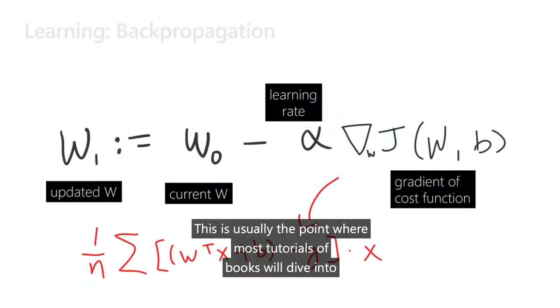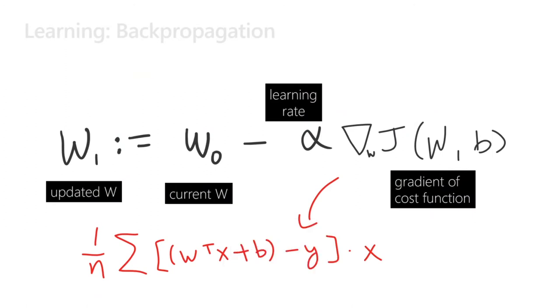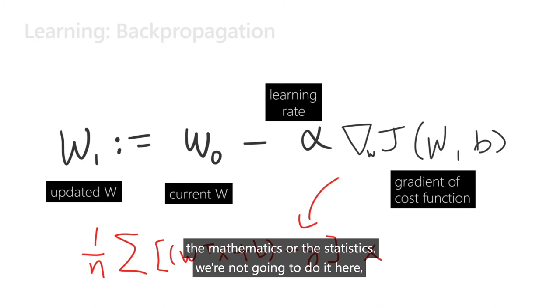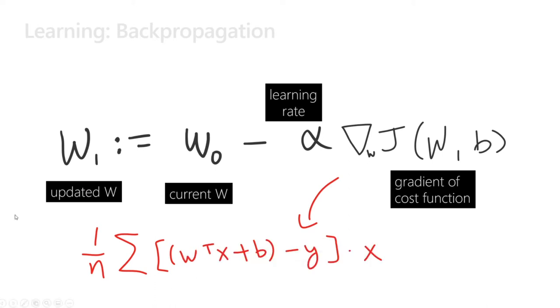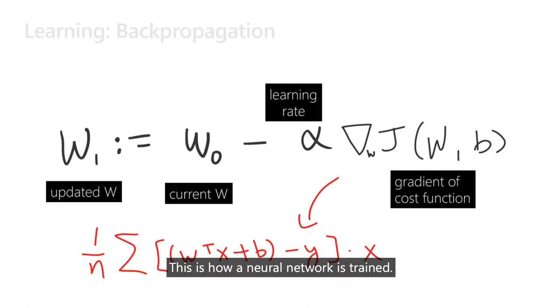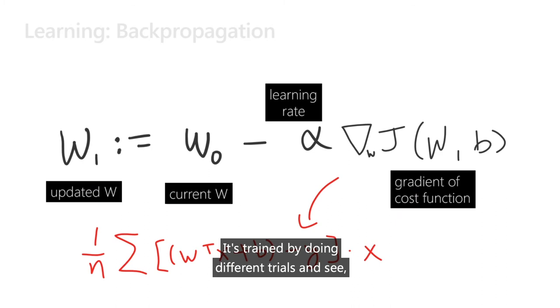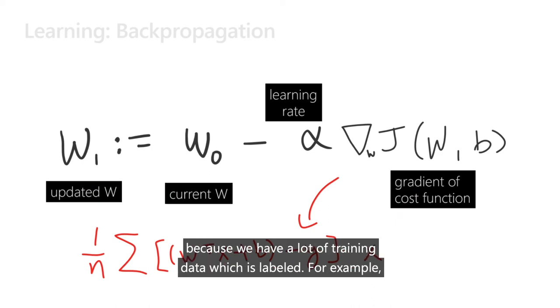This is usually the point where most tutorials or machine learning books will dive into doing mathematics or statistics. We're not going to do it here, but I also want to introduce you to the term backpropagation. This is how a neural network is trained. It's trained by doing different trials and seeing, because we have a lot of training data which is labeled.